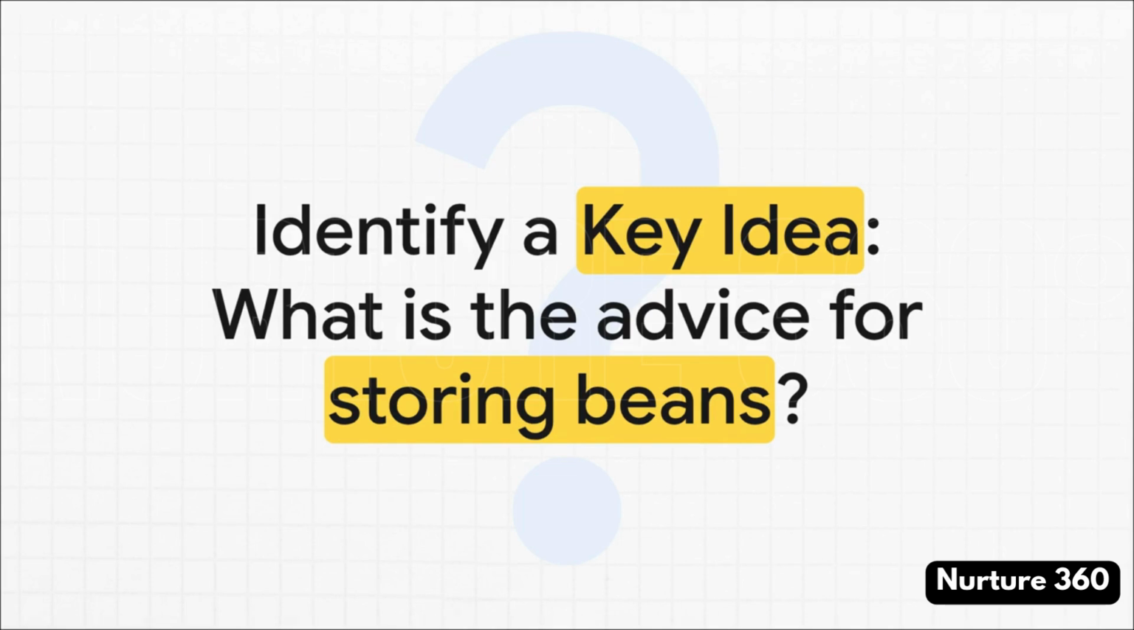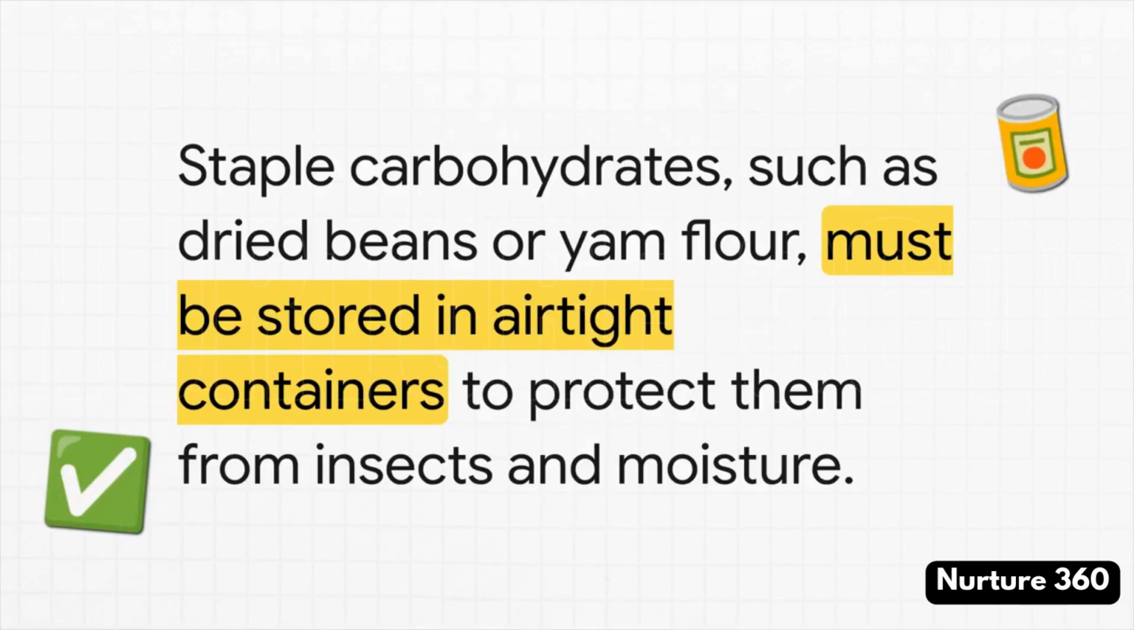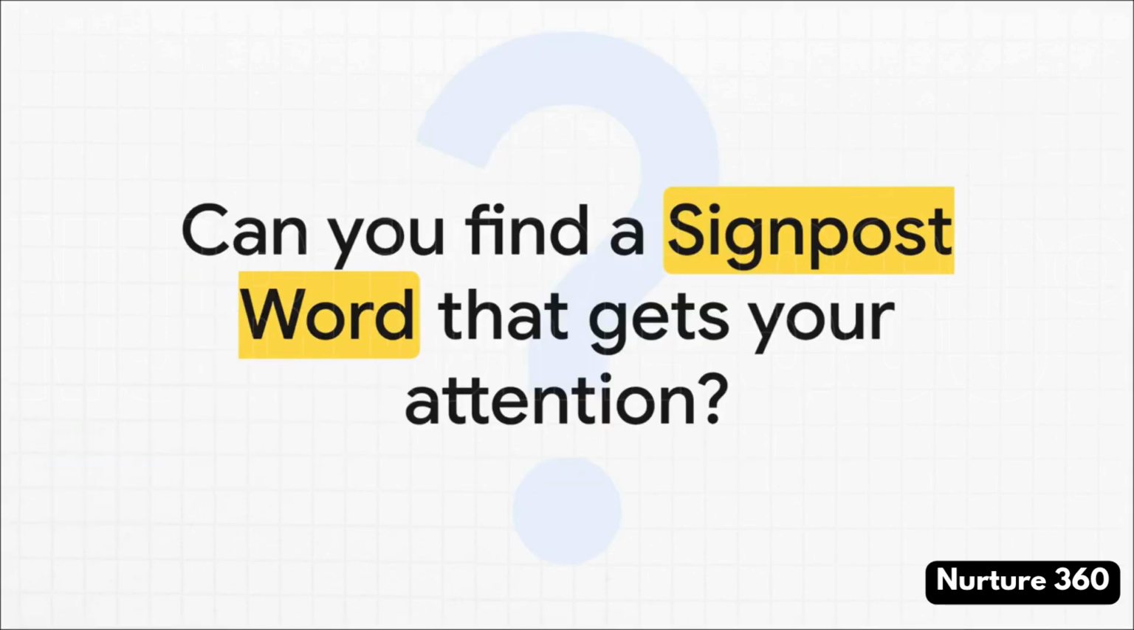Okay, now for key number 2. Let's find some evidence. What is one specific, essential detail the passage gives us about how to store staple foods, like dried beans or yam flour? There it is, right in the middle of the paragraph. The key idea is that they must be stored in airtight containers. That's a crucial supporting detail that tells us how to achieve that safe storage we read about in the OGA sentence.